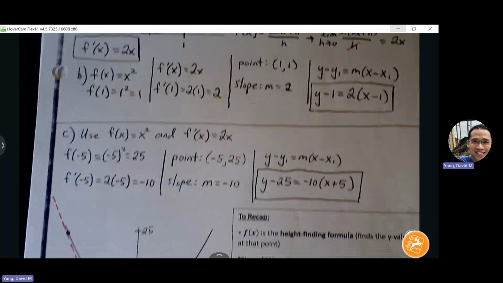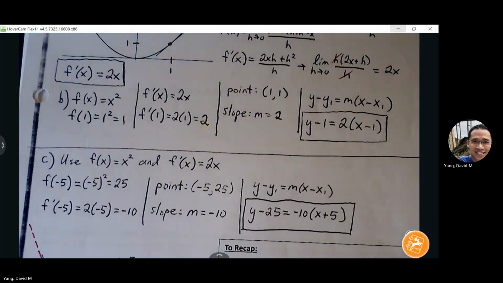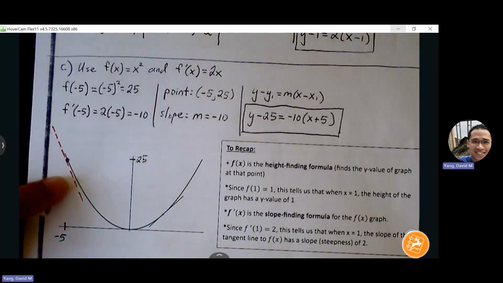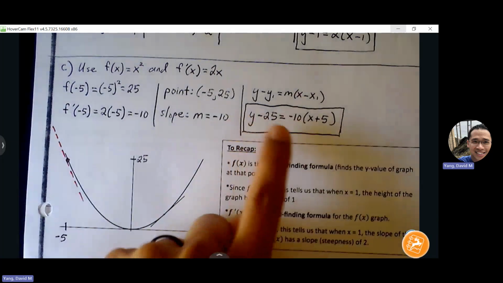All right, same equation, same derivative equation, same function equation. We're still talking about the same graph here. So again, this is a representation of what that line could look like at that ordered pair, -5, 25, with a slope of -10, and this is the equation of that line.